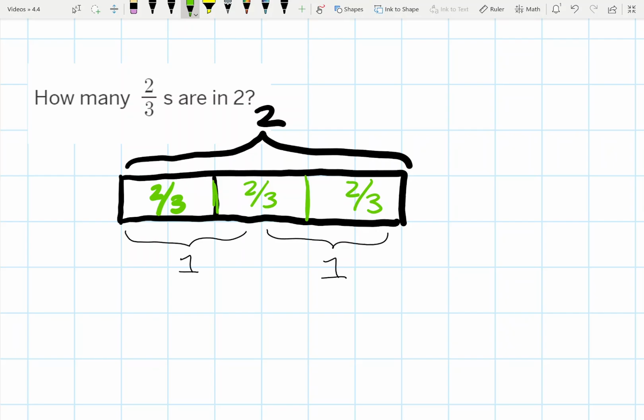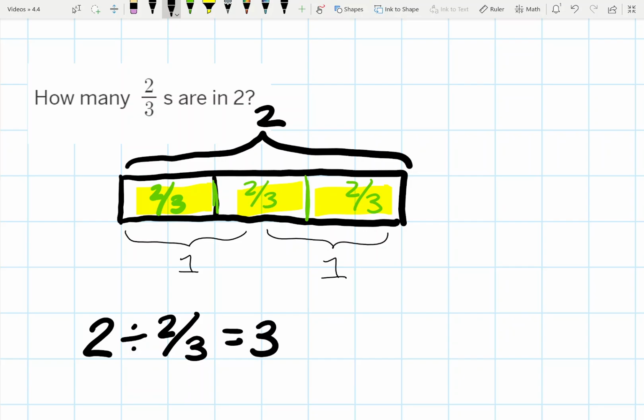So how many groups, how many 2/3 are in 2? Well, we have 1, 2, 3 groups of 2/3 that we made. So since there are 2/3, there are 3 groups of 2/3 in 2. That actually means that 2 divided by 2/3 equals 3.